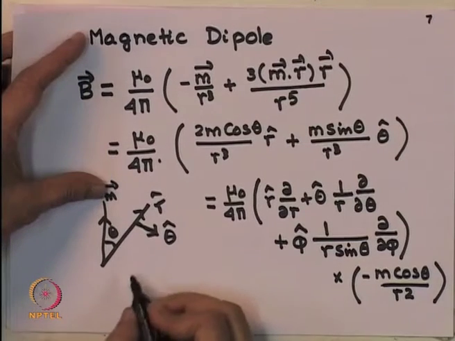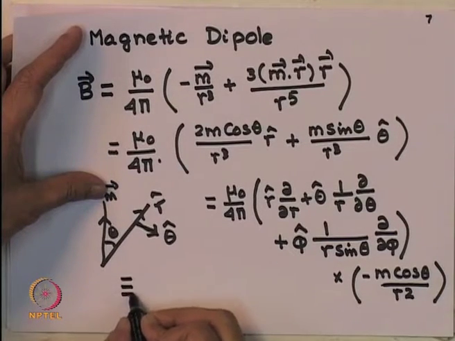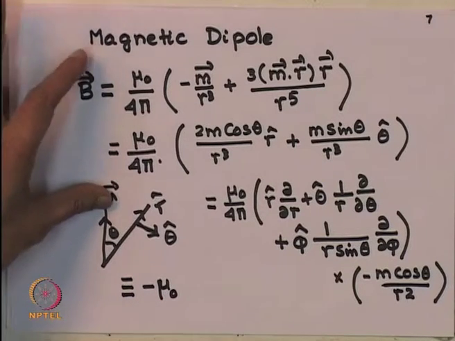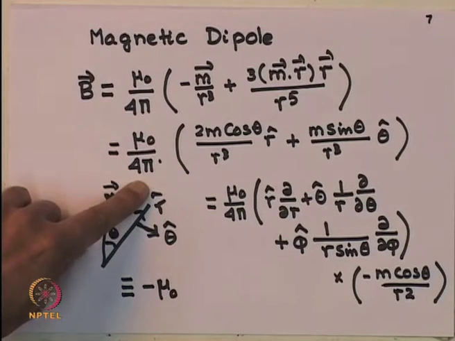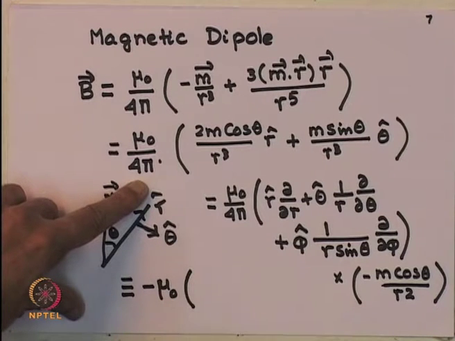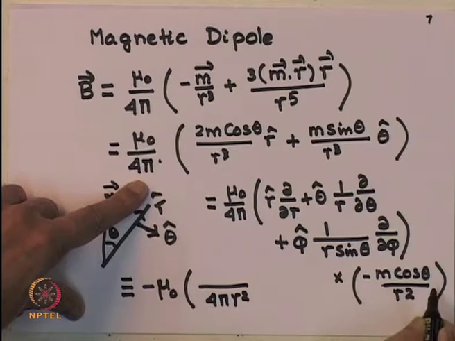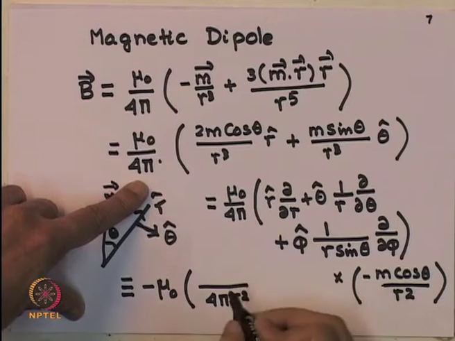Now, I want this quantity then is identical to minus mu 0. I already have a mu 0 there. There is a 4 pi there. So, that I must absorb inside, this minus I have taken care of. So, I must write it as a 4 pi r square times m cos theta. I will write this as m dotted with unit vector r.